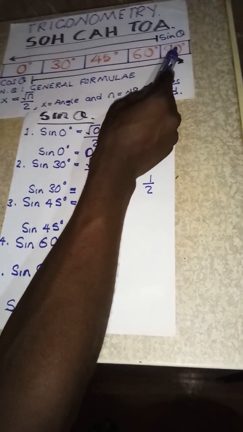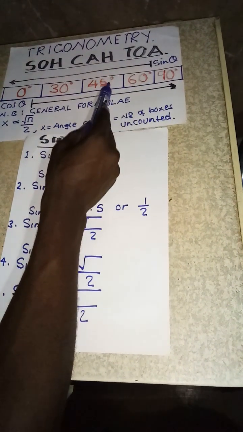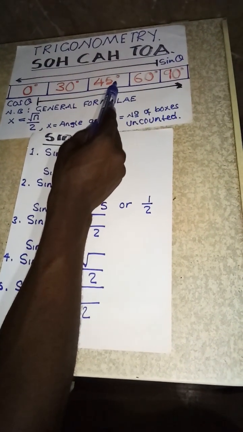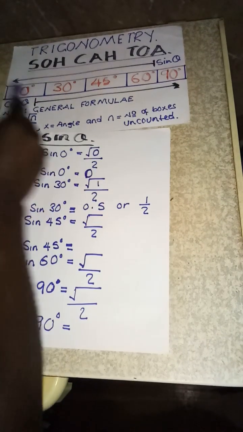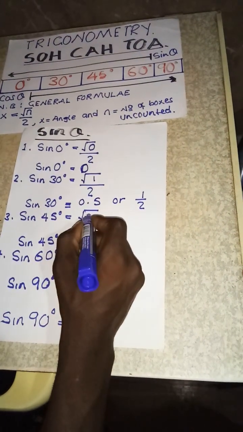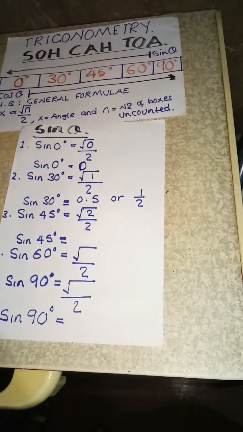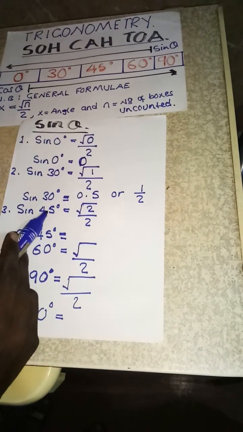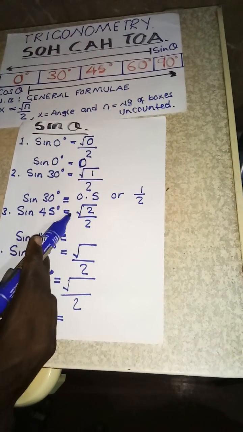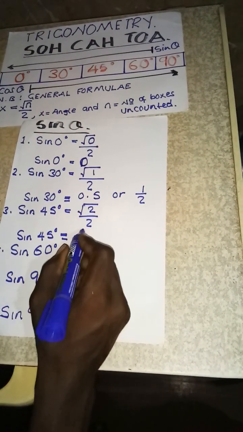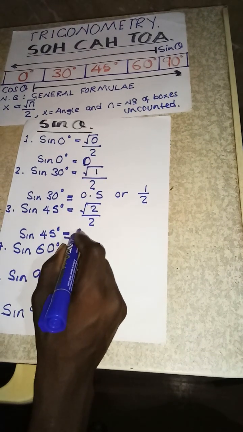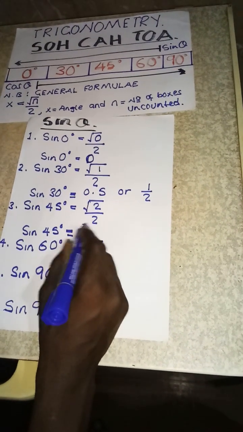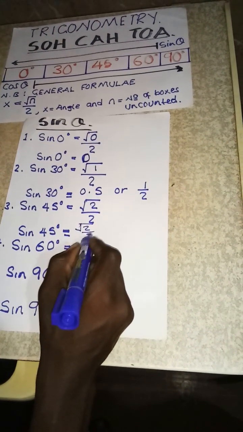Okay, now we have arrived at sine 45 degrees. So I'll start 90, 60, 45 degrees. How many boxes have been left uncounted? 1, 2. Okay, so which simply means sine 45 degrees equals the root of 2 over 2. So the answer is going to be the root of 2 over 2.